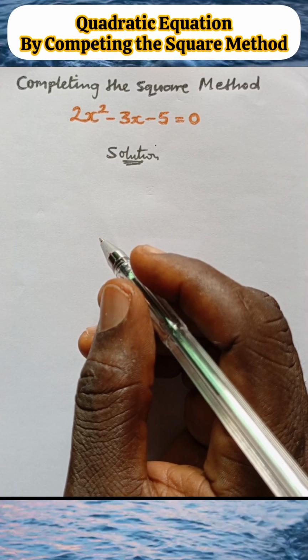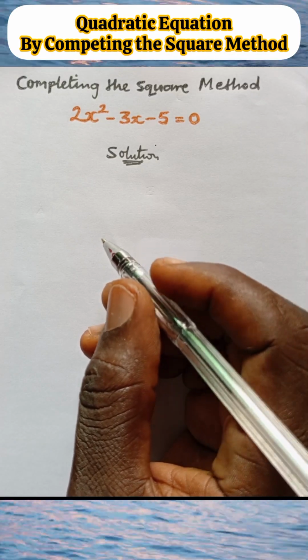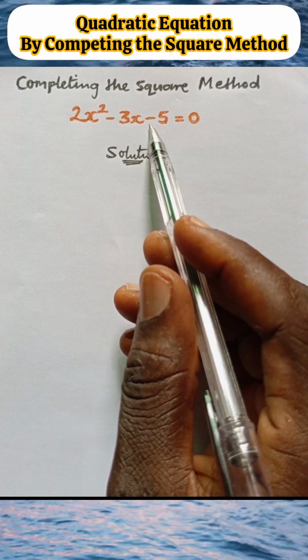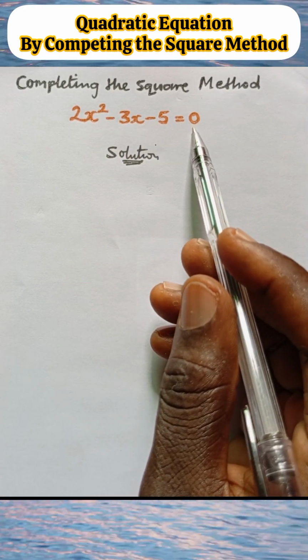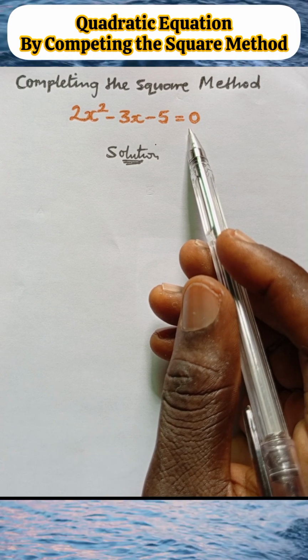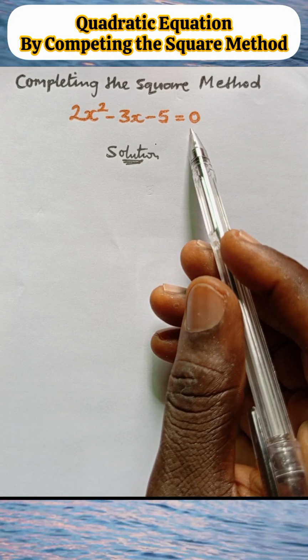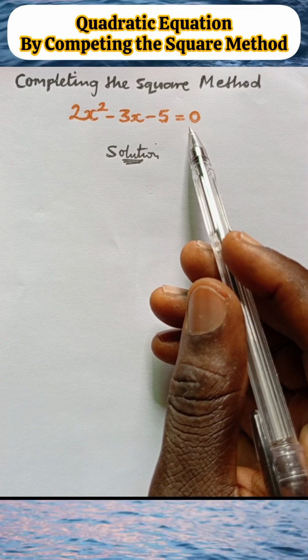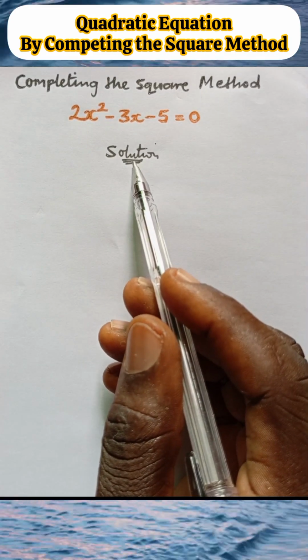We have a question here on quadratic equation. We have that 2x squared minus 3x minus 5 equal to 0. In this video, we are going to use the method of completing the squares. And this is one method that almost every student doesn't like, including myself.